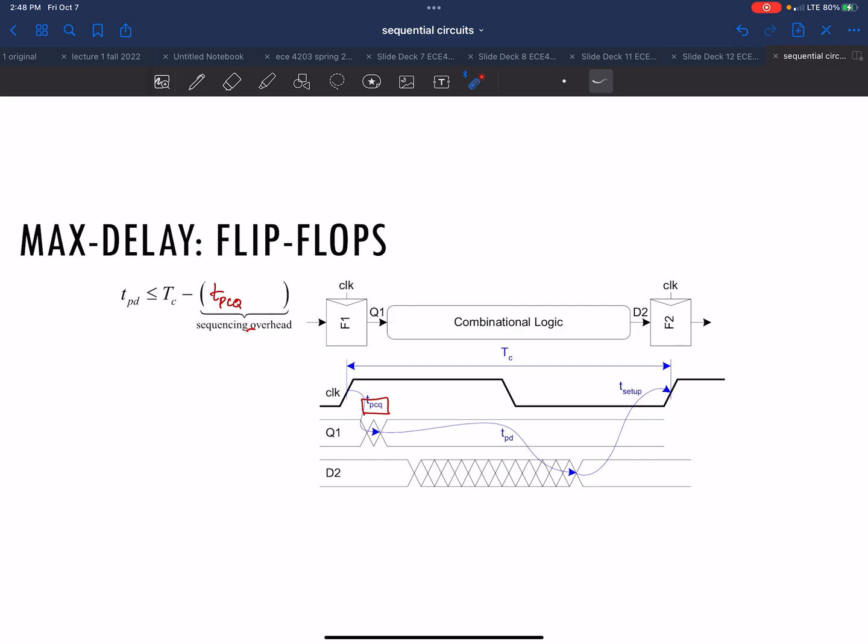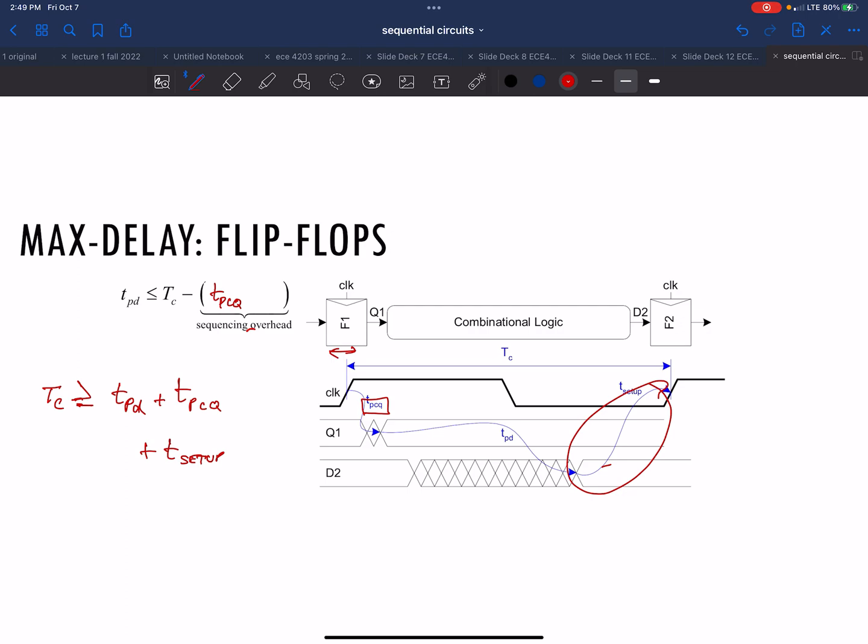What you're really calculating in a design is one of two things. In this case, let me put it this way: T sub C had better be larger than or equal to the prop delay of your combinational circuits, plus the propagation clock-to-Q delay of your first layer of flip-flops, plus the setup time for this one.